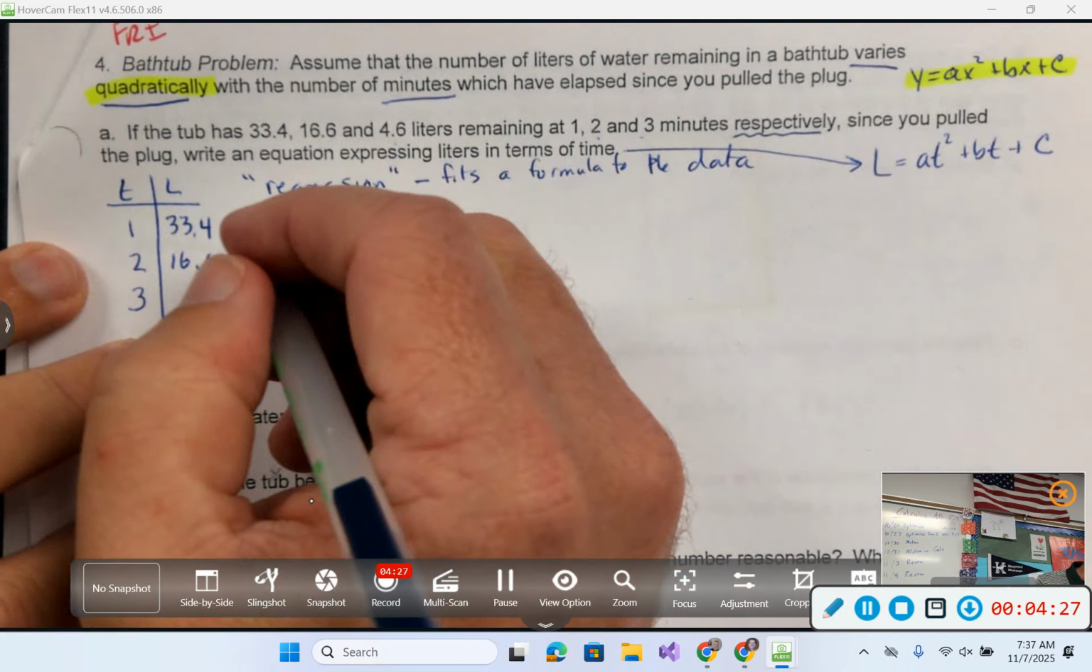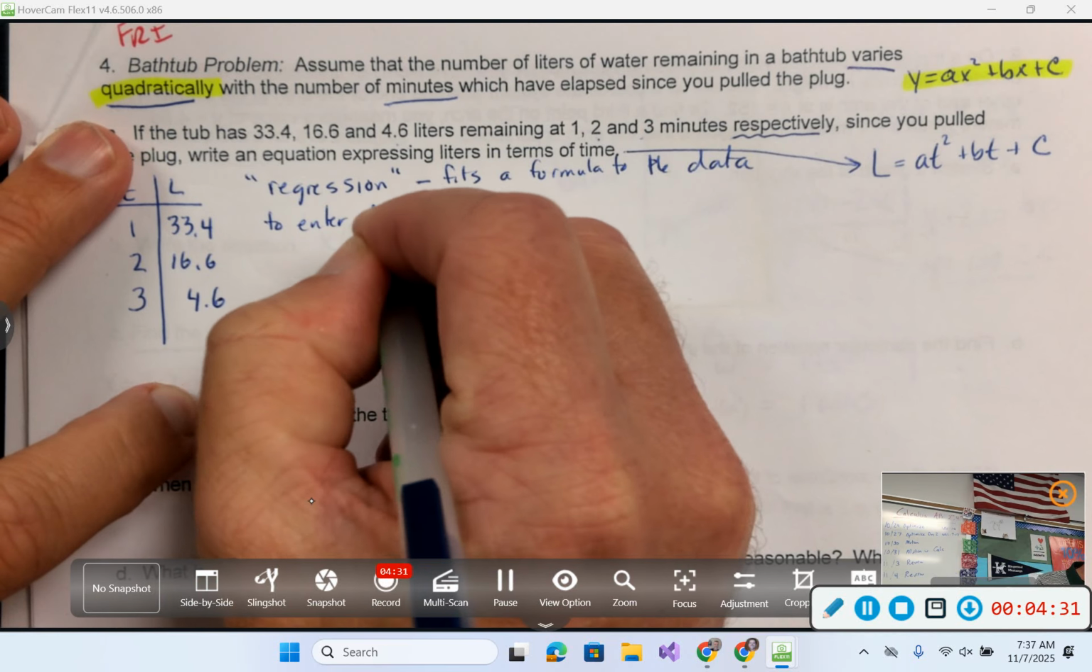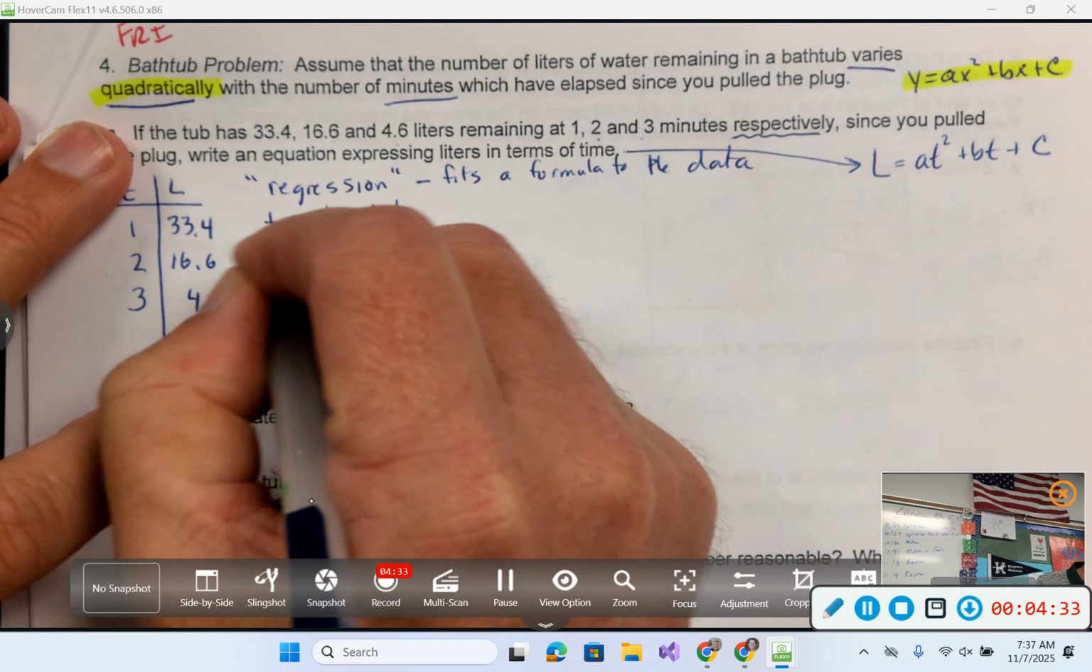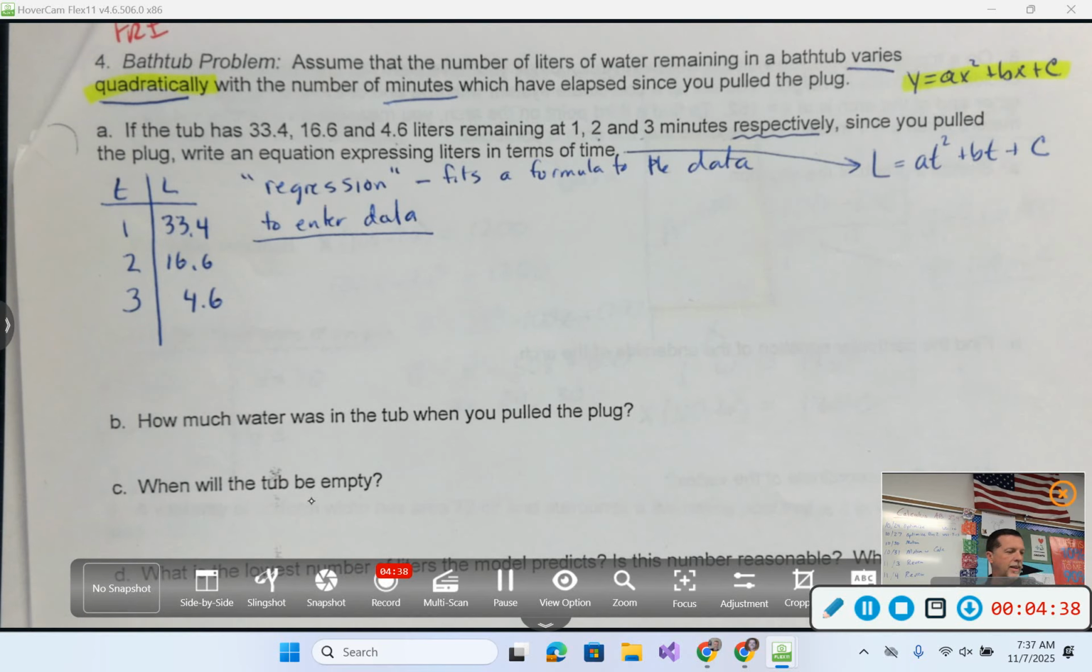Okay, so for the calculator part, let's first talk about where and how to enter the data. And then we'll talk about how to get the equation.